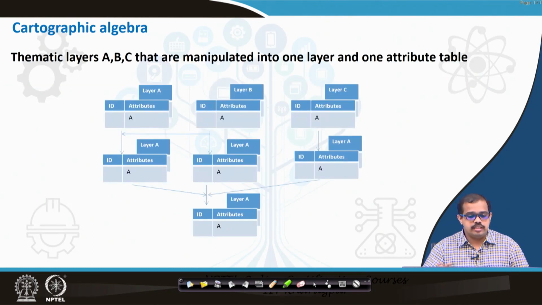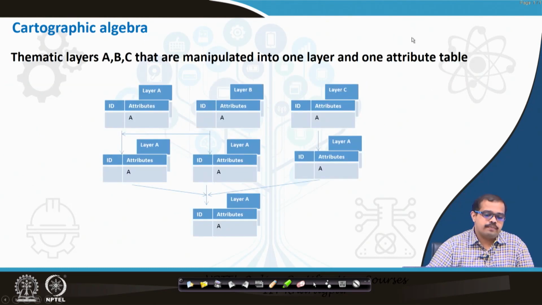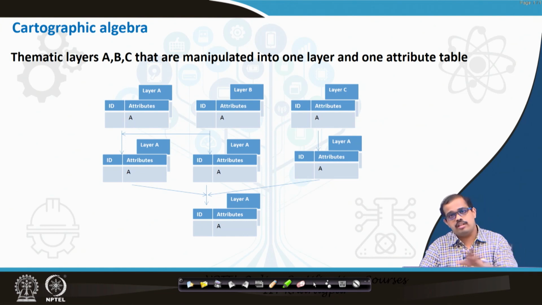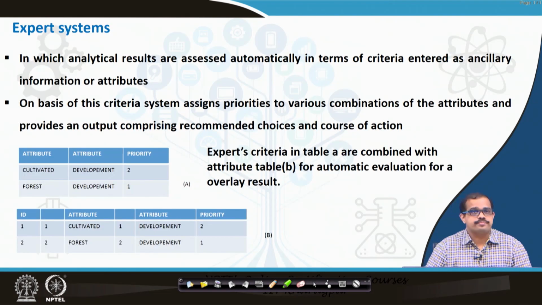This is an example of thematic layers A, B and C that are manipulated into a single layer with one attribute table at the end to perform as a model. So, you have layer A with certain attribute values, layer B with certain attribute values, layer C with attribute values. You perform certain analysis here, and once you have done that analysis, you will have the final layer containing all the attributes that you would have produced. Then you have an expert system.